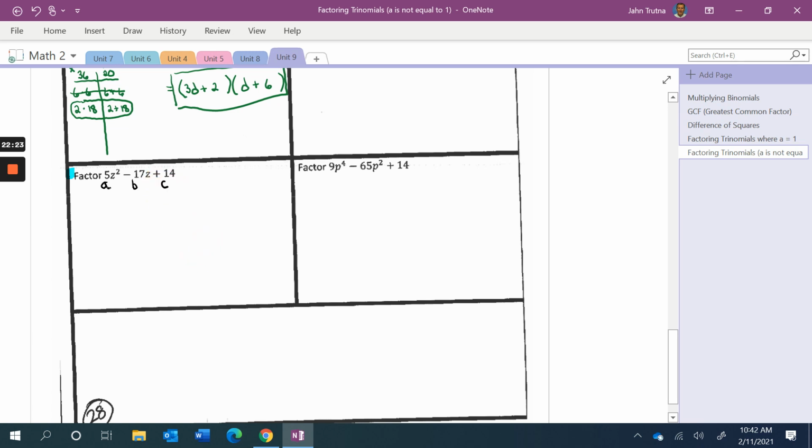So what do we do when my a value is some number other than 1? Remember, you take the a value 5, you multiply it with the c value 14. 5 times 14 is... Whoops, I forgot to do one thing. Sorry. I look at my trinomial.